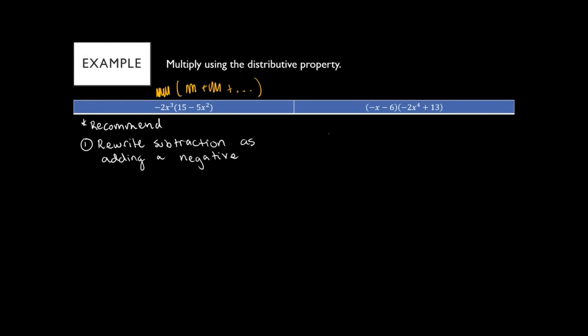So what that means is that we're going to still have our negative 2x cubed in front, but in parentheses, I'm going to have 15 plus negative 5x squared.